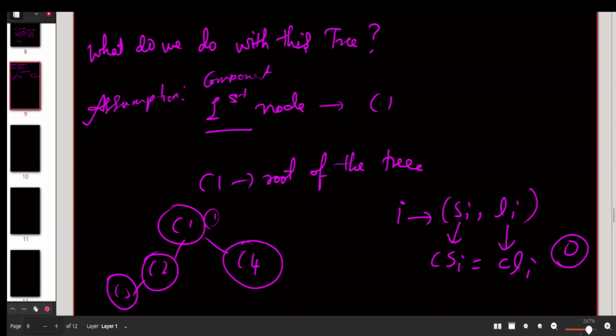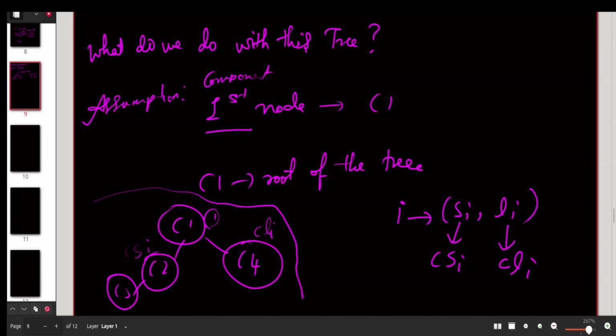So what if they're not equal? What if they're not equal? So what is the solution when they're not equal? Let's say we got that the CSI is C2, that the SI is in C2 component and LI is in C4 component.